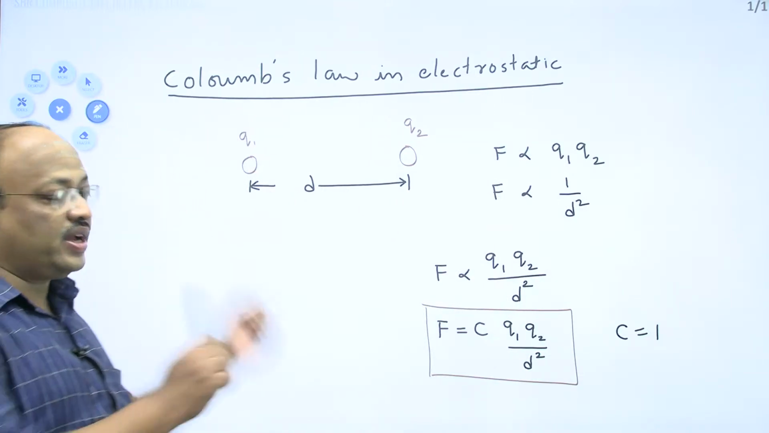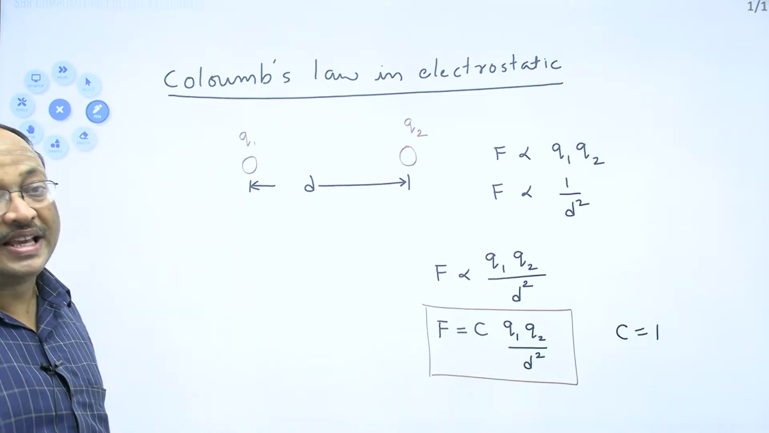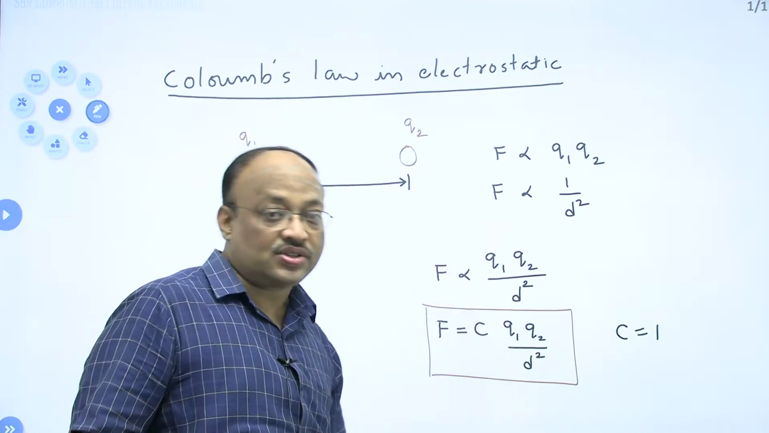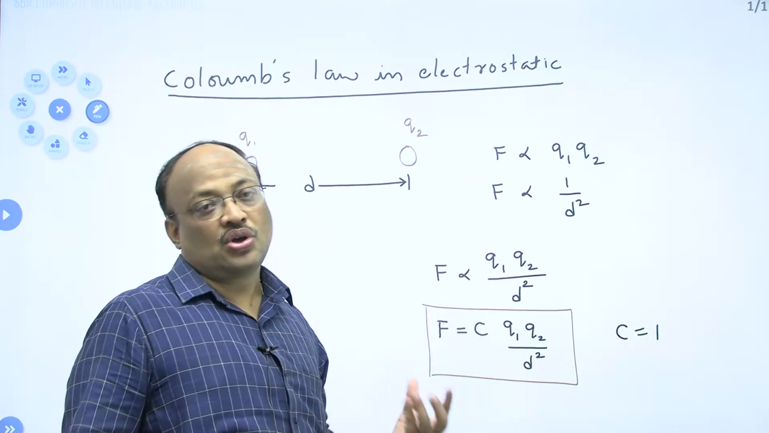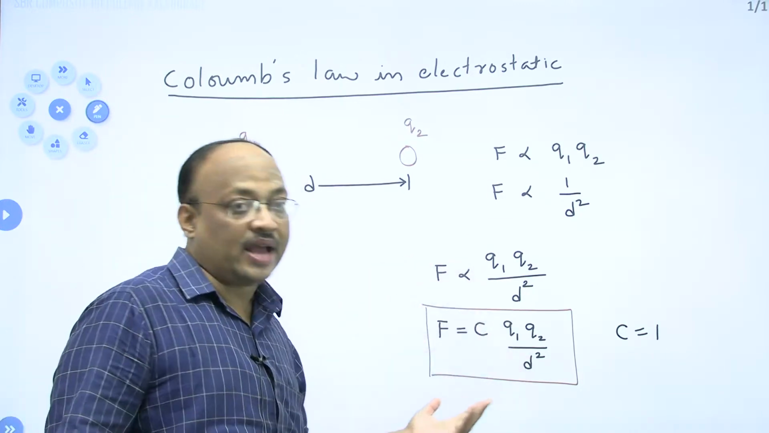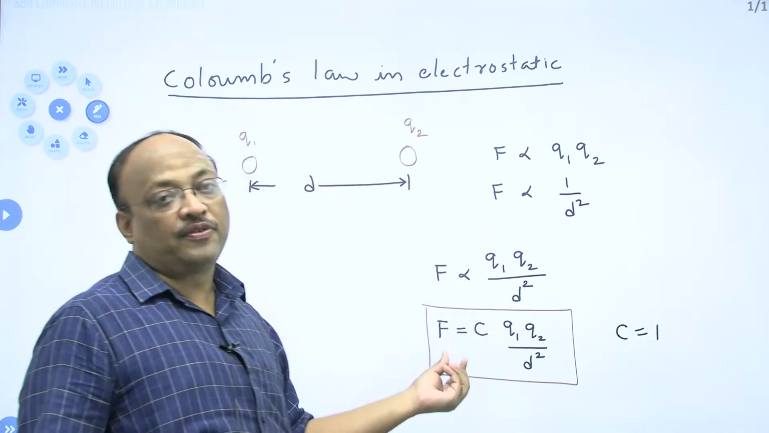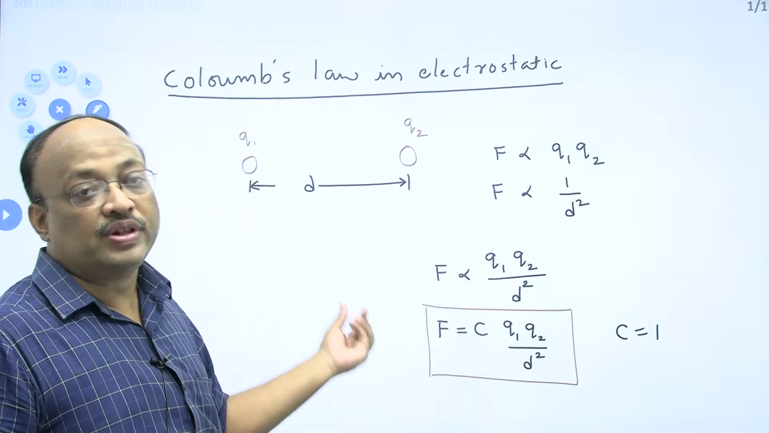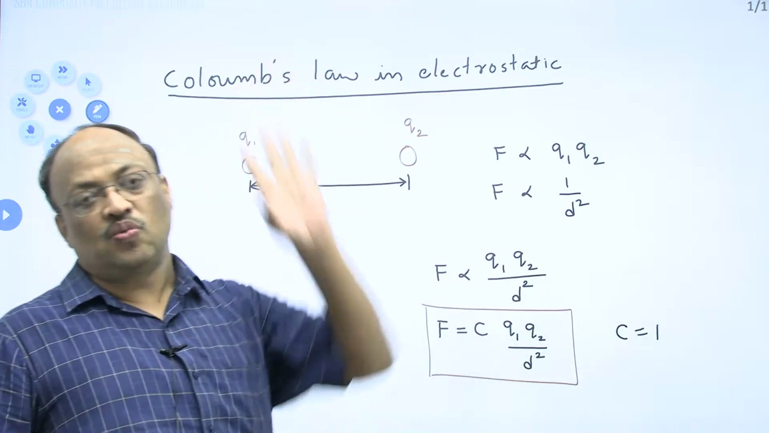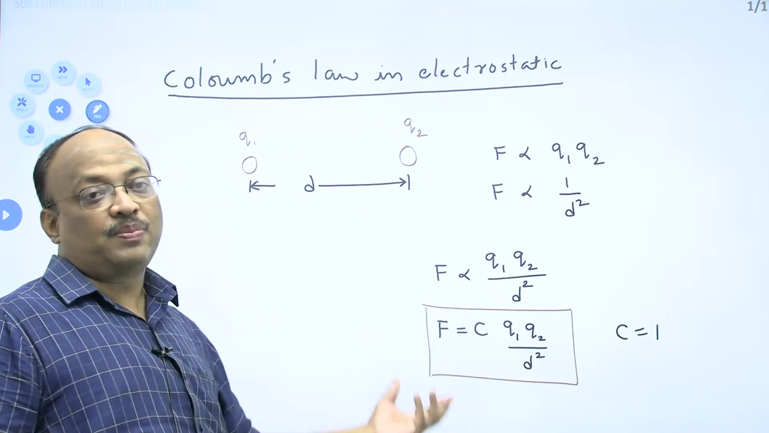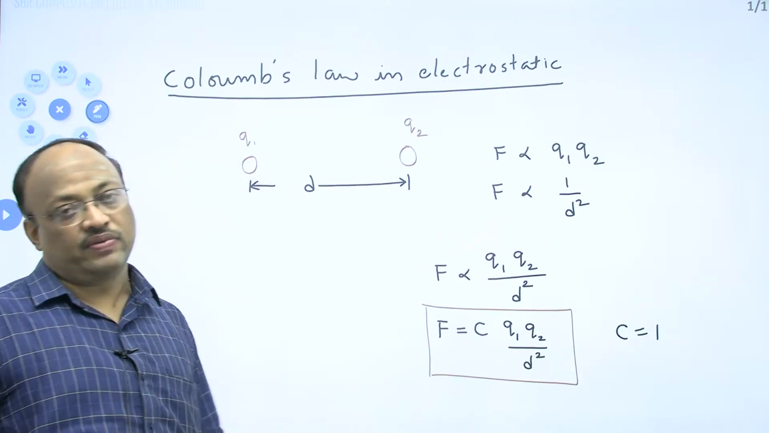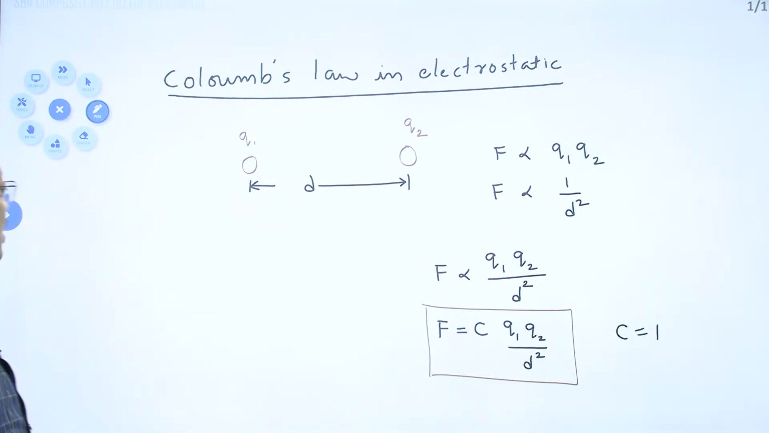But when we convert it into SI, the unit of charges, distance, force, all these we have to convert. So during that time, what will be the value of this proportionality constant? In CGS, the proportionality constant is equal to 1. What will be the value in SI unit? So that we will see.